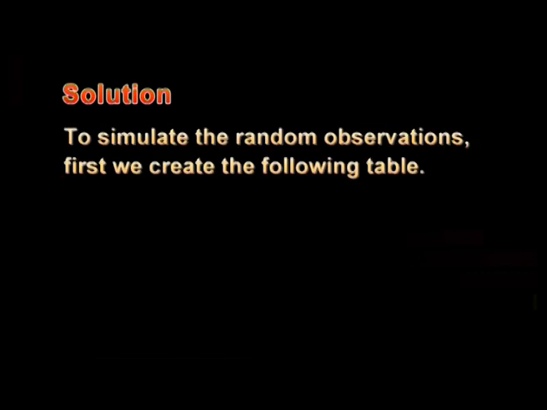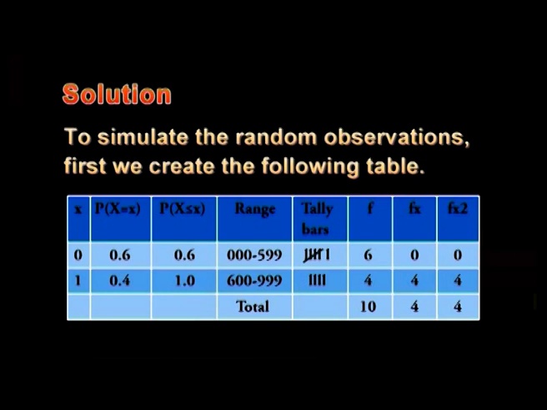To simulate the random numbers, first we create the table. Here x takes only two values, 0 and 1. Using p of x, we find the corresponding probabilities, and in the next column, we find the cumulative probabilities. Using the cumulative probabilities, we find range to put tally bars to the given random numbers so that we can simulate the random observations. The first random number corresponds to x is equal to 1. The second random number corresponds to x is equal to 0, and so on.